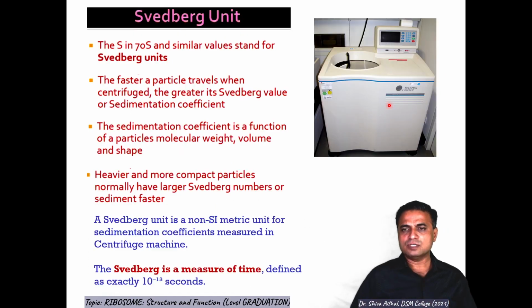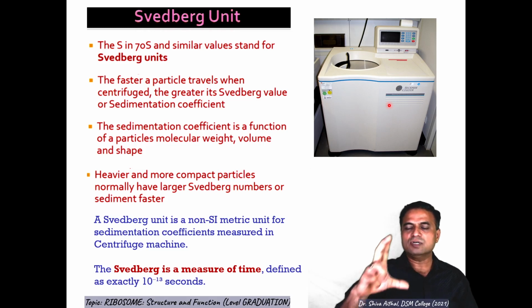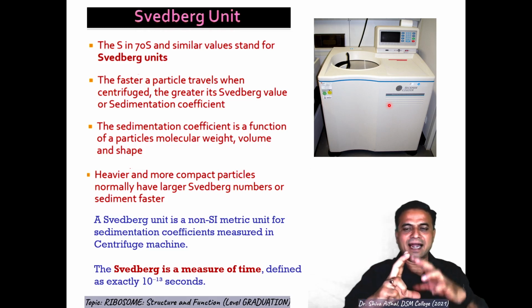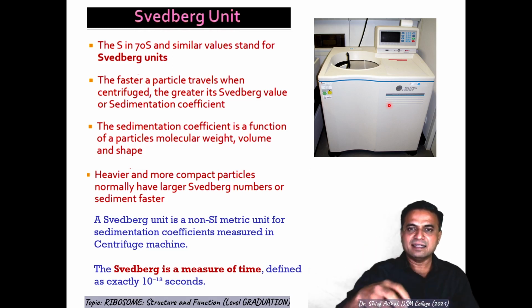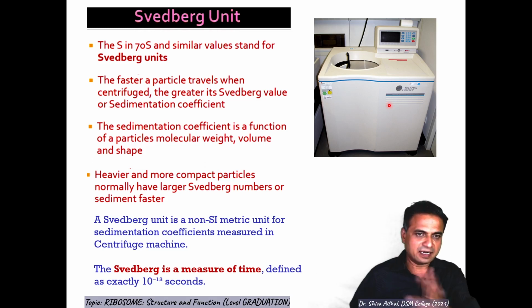Now come to the most important part of our understanding of a ribosome. It is always said that they are measured in Svedberg units. So what is a Svedberg unit? A Svedberg unit is a non-SI metric unit for measuring the sedimentation coefficient inside a centrifuge machine. You take a centrifuge tube, add density gradient material, and then see, I will go to the next slide and come back to this slide.